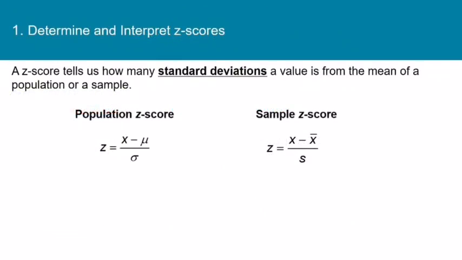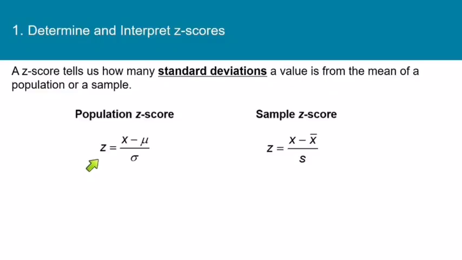First up, let's talk about the z-score. A z-score is just a number that tells us how many standard deviations a value is from the mean of a population or the mean of a sample. So here we have two different formulas for z-score. Functionally, they're the same. Let's take a look at the population formula, and then we'll look at the sample formula.